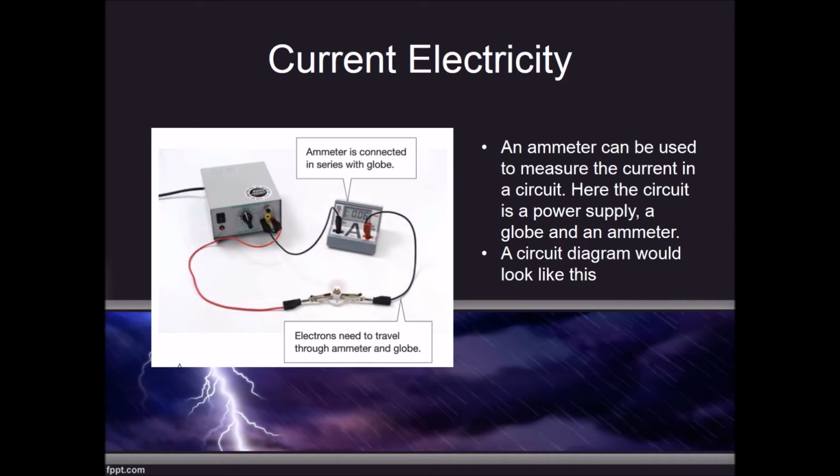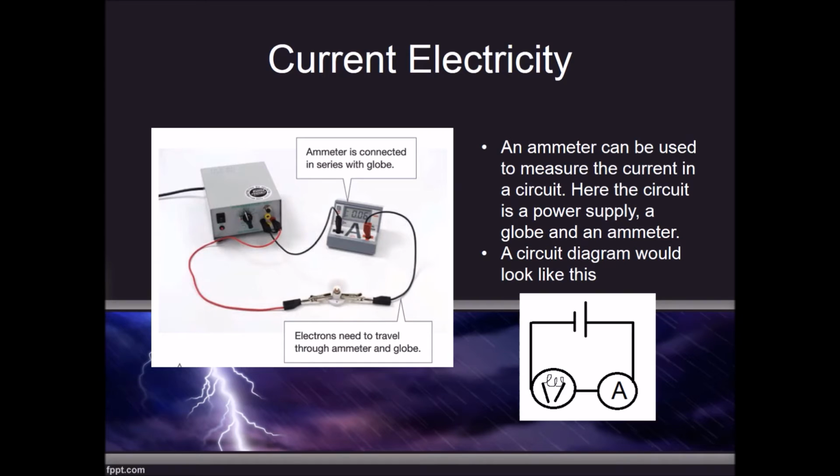And if we do a circuit diagram of what we've got here, it would look like this. Again, we've got our battery or our power source going to our light globe. That's the two little lines with the squiggly line in between. And then that goes to a circle with A, which represents our ammeter, and that goes back to our battery or power source.